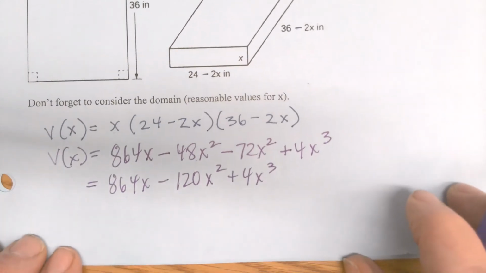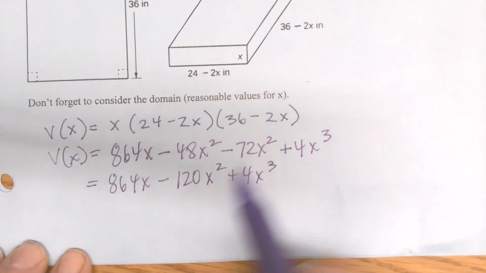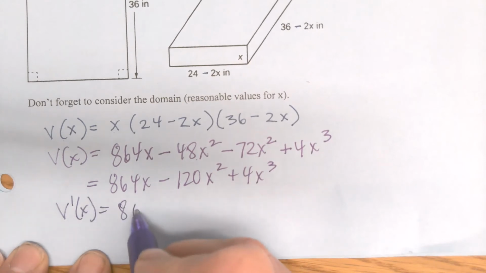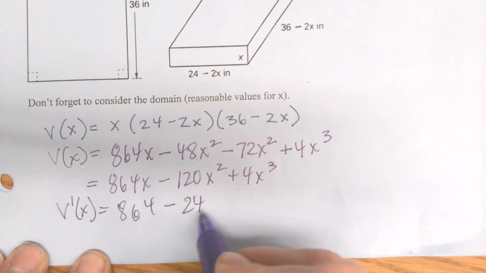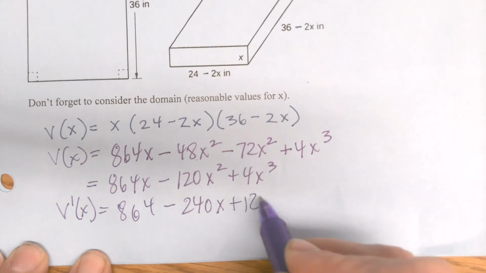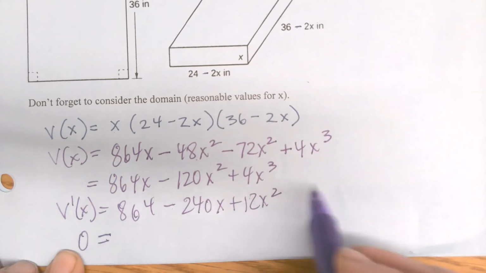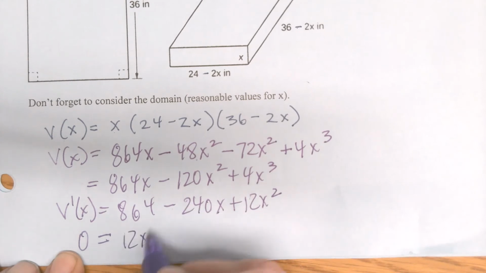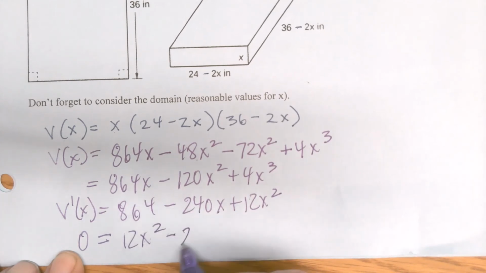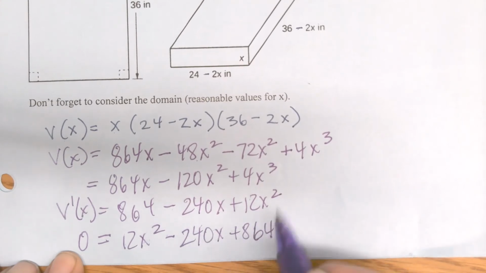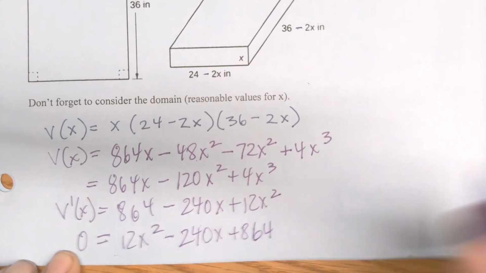And then again, what I'm doing is maximizing the volume, which means I have to take the derivative. So I get 864 minus 240x plus 12x squared. I'm going to set that equal to 0, and I'm also going to move this around. 12x squared minus 240x plus 864. And so this is what I'm going to be working through.